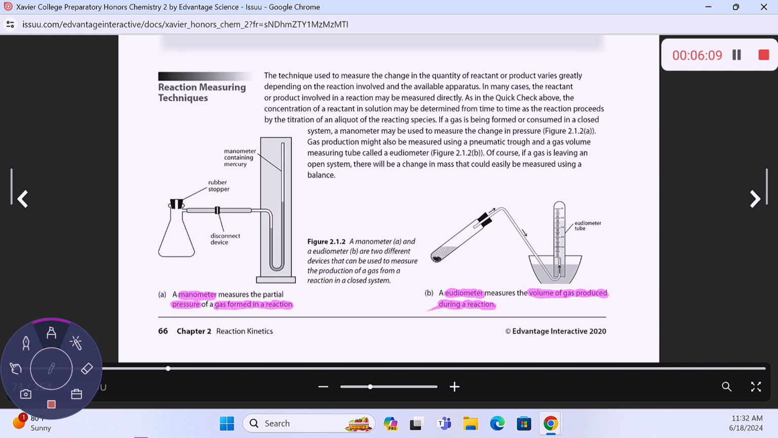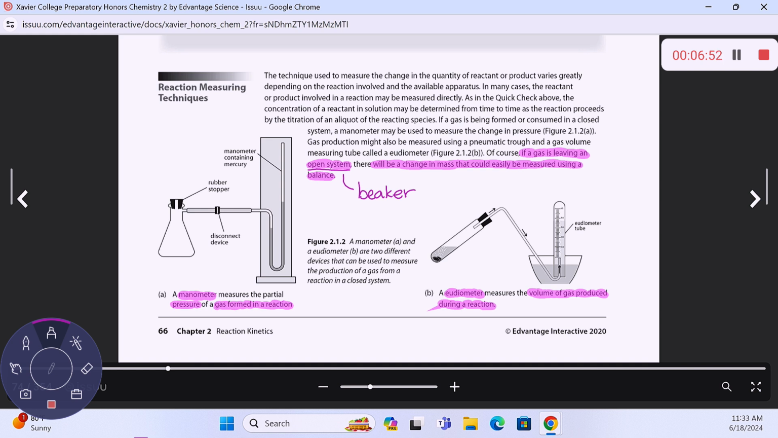Other things that you could use are, you can use an open container and a balance. So if you have a gas that's leaving an open system, an example of this would be if you've got a beaker without a lid. You can put that beaker directly on a scale. The mass will change over time because you're going to be losing gas to the surroundings, and you can simply measure it in certain increments of time by looking at the grams that are changing. Okay?